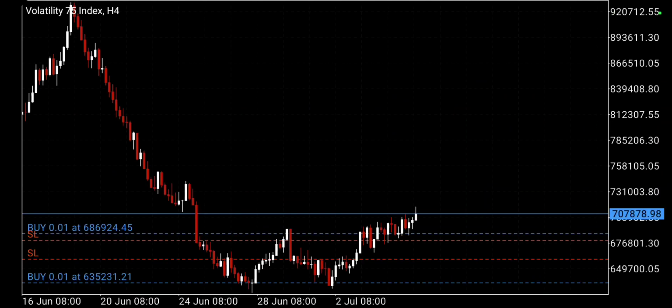With the first one, I already explained it in the previous video I made on VIX 75, where we had identified that the price was going down, and then it broke the trend line and broke the resistance, and then it came back. I took a buy limit from that area. That's how I took the first trade.